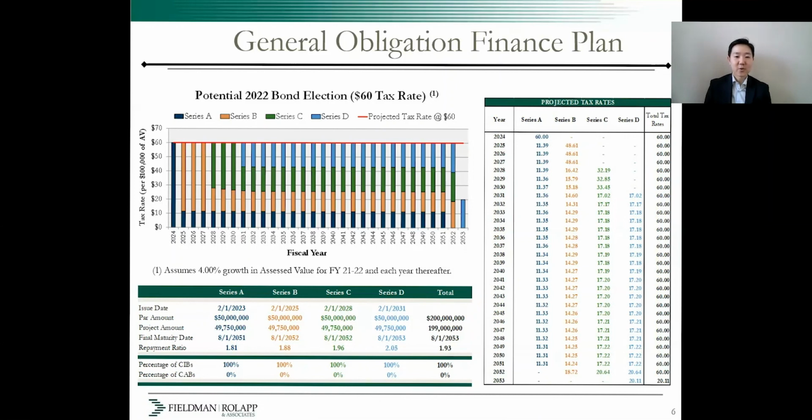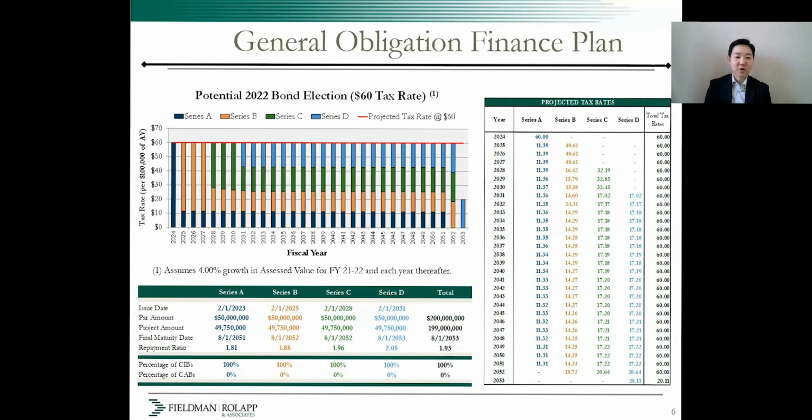Lastly, in year 2031, the Series A, B, and C tax rates combined for only $43 per 100,000, leaving enough future ad valorem tax revenues for the district to issue its final 50 million Series D bonds, which are the light blue bars. The far right table shows the numerical tax rates for each series, totaling no more than $60 per 100,000 in any year.